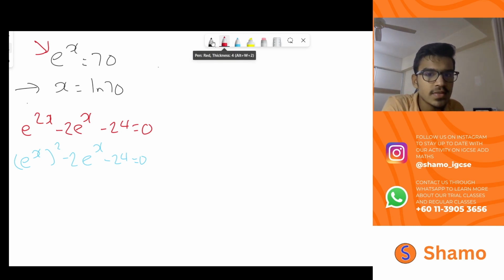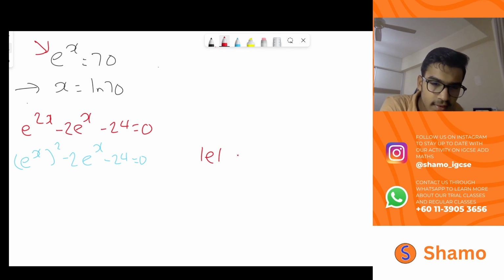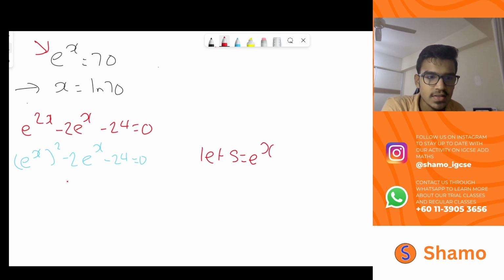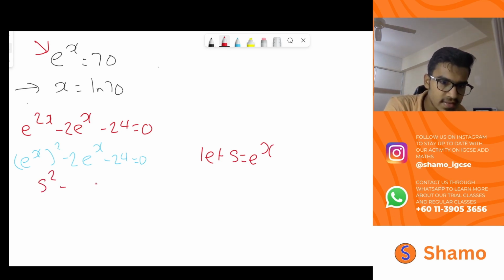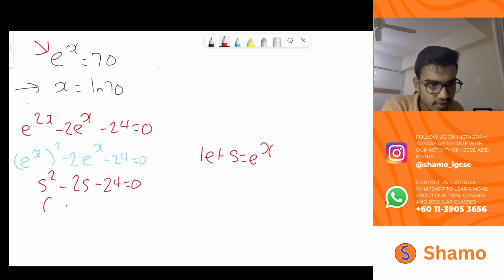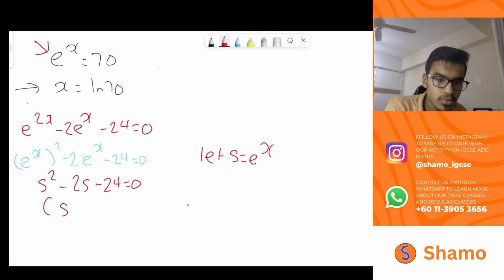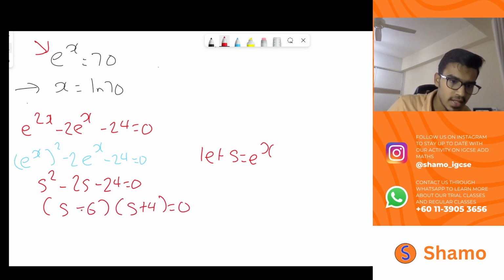So what I'm going to do is choose s, where s is equal to e to the power x. So this just becomes s squared minus 2s minus 24 is equal to 0. Standard factorization: (s minus 6)(s plus 4) is equal to 0. Yes or no? (s minus 6)(s plus 4) is equal to 0.